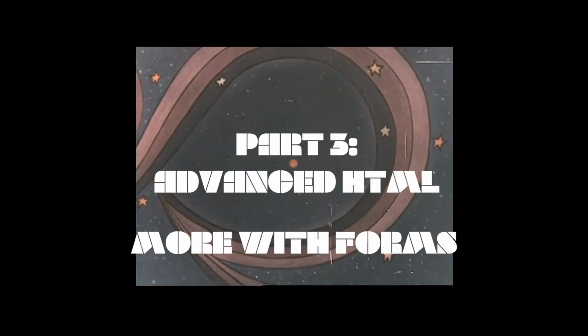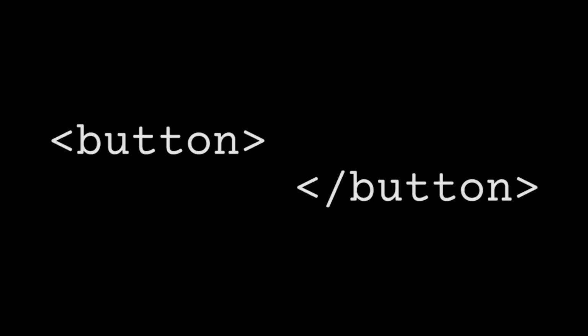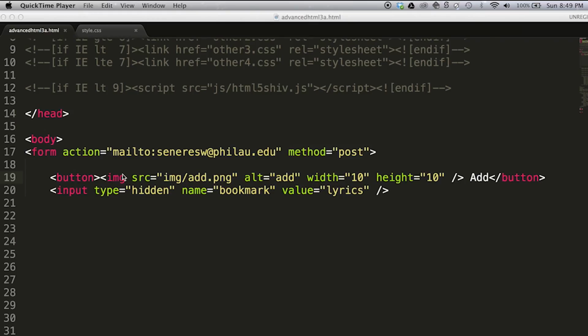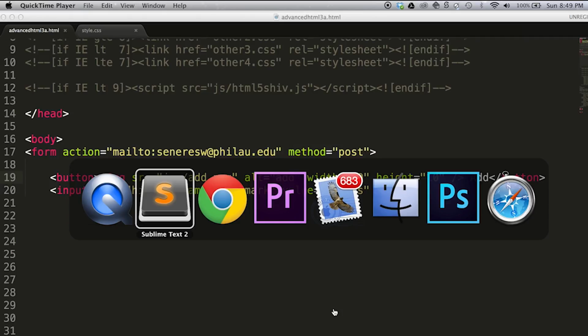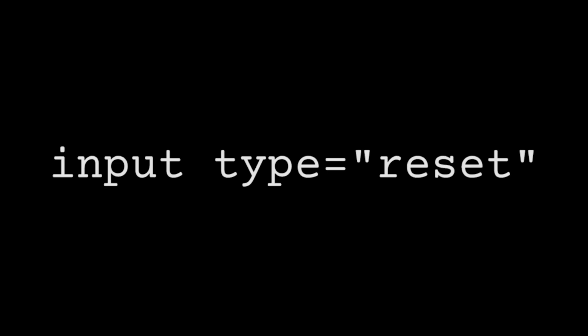Hello and welcome to Part 3 of Advanced HTML. The button element. The button element was introduced to give us more options for how buttons look, including being able to combine text and an image in a button, like this. The button element allows us to put pretty much any HTML we want inside a button, whereas input type submit only allows plain text. One other option we have for buttons is input type reset.